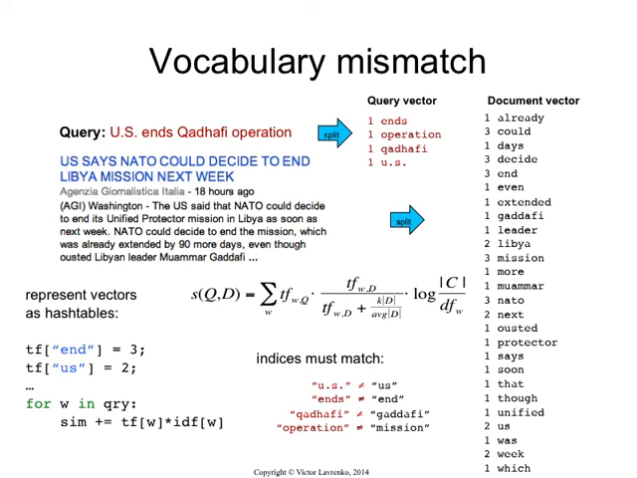And of course the query mentions the operation, and the document mentions a mission. Now you as a human know that an operation and a mission mean the same thing, but Python doesn't know that. And you know that Gaddafi and Qaddafi probably refer to the same guy because they sound similar, but again, Python doesn't know that. So what this lecture is about, and it's actually going to be a sequence of lectures, we'll talk about how to overcome all of these difficulties.